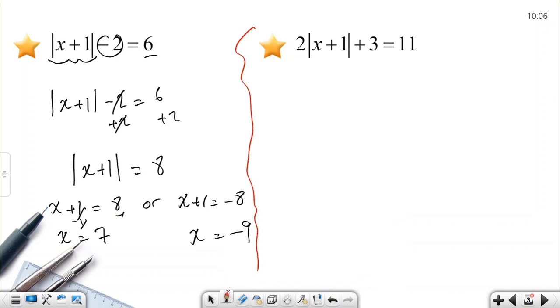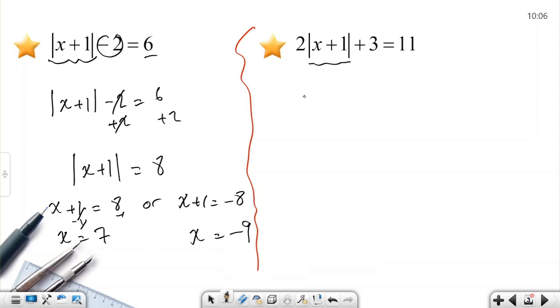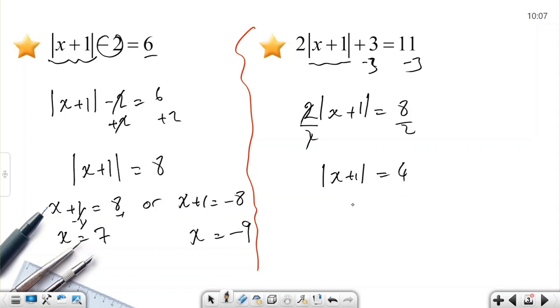Same idea. Now, if you get the point here, I'm looking for the value of the absolute value first. I need to cancel all constant numbers around it, or the coefficient, we can call it the coefficient of the absolute value. So minus 3, minus 3. 2 times absolute value of x plus 1 is equal to 8. Divided by 2, divided by 2. 2 divided by 2 is 1.